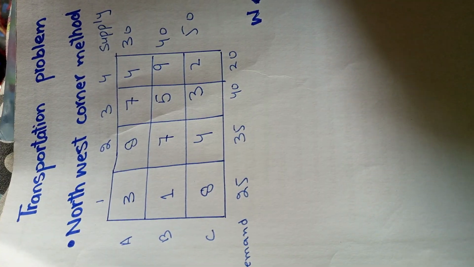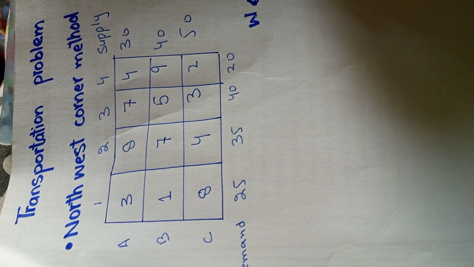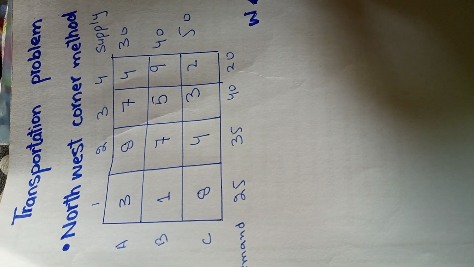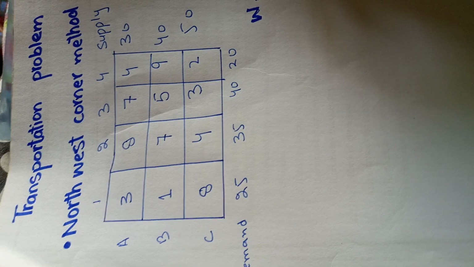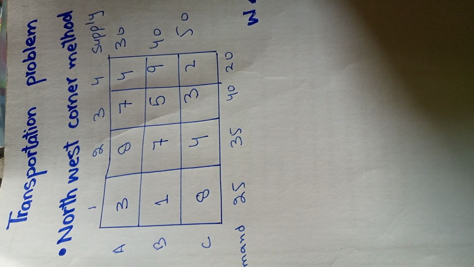There are basically three methods of solving transportation problem. The first one is north-west corner method, the second one is least cost method, and the third one is Vogel method. In this video we will discuss north-west corner method.